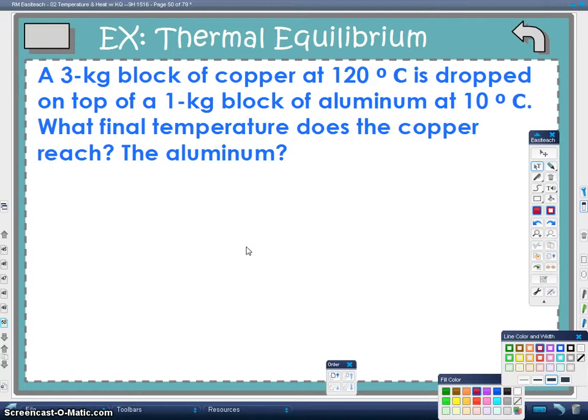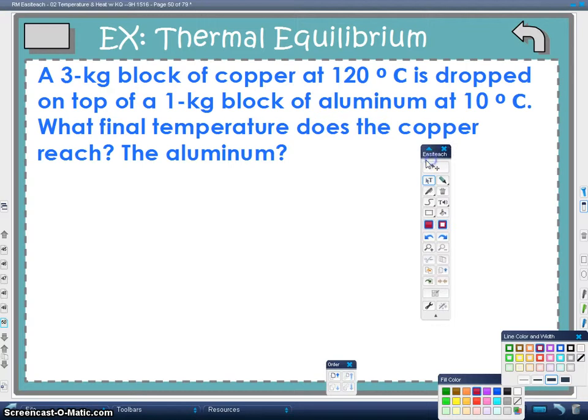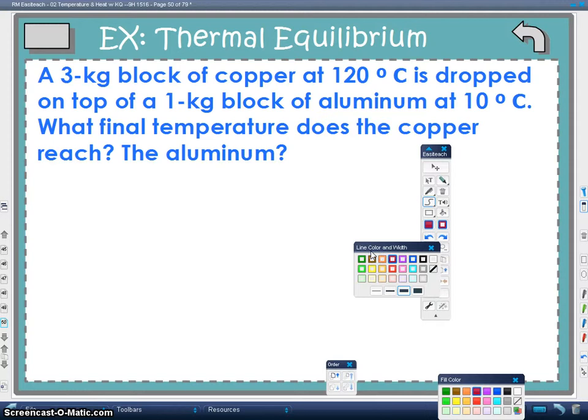But this is a thermal equilibrium problem, so the key is we have to understand that when these two blocks come into contact with each other, heat will flow from the hot to the cold. That's a law of physics. What's not so obvious is that the heat that flows out of the hot and into the cold will be equal. So if it was 10,000 joules of heat energy flowing out of the hot, then there will be 10,000 joules of heat energy flowing into the cold.